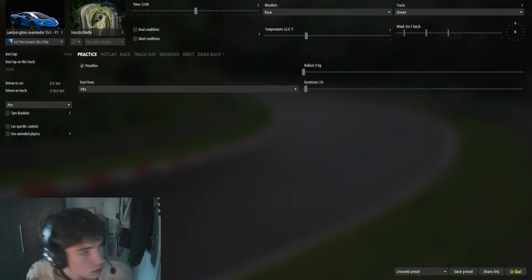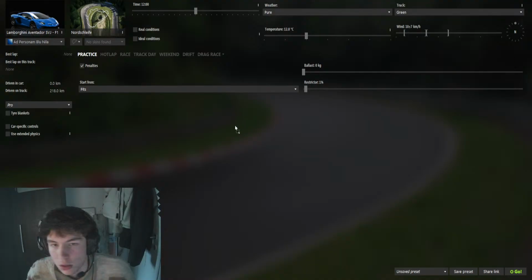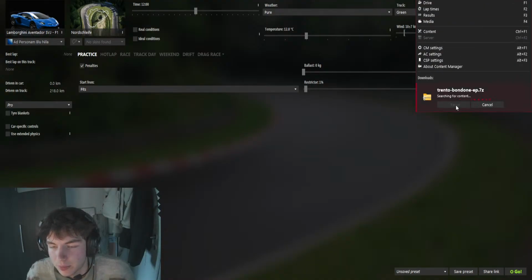What map is this? Let me download it. Trento Bondone.